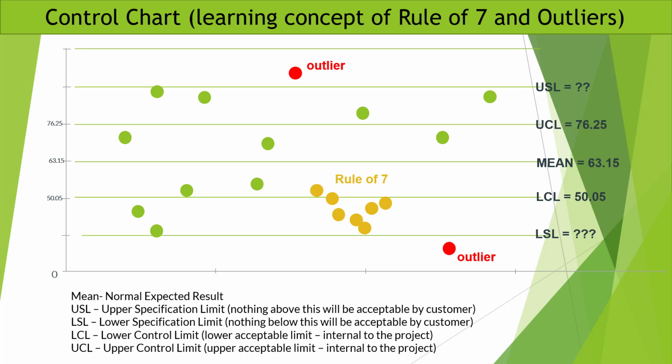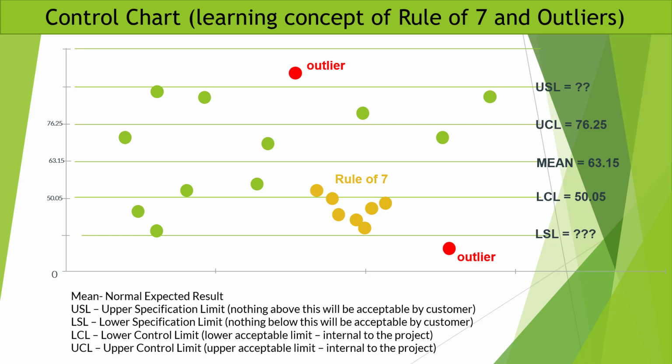The moment it goes beyond the UCL, it becomes a question, and the project team will start working on it to identify what the gaps are and how to fix them. They will do a process analysis, a process deep dive, process re-engineering, process auditing, and finally the process will be fixed to bring the data value back below 76.25, which is the upper control limit. The same goes for the LCL and LSL. There is a buffer between the LCL and LSL.